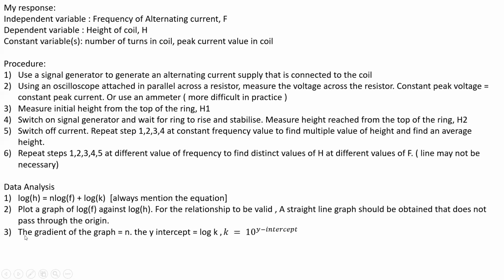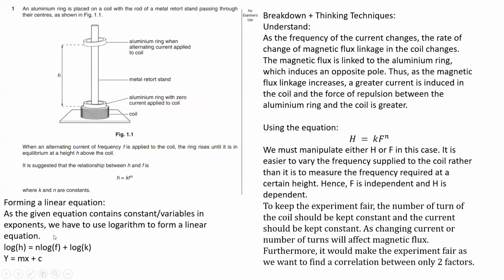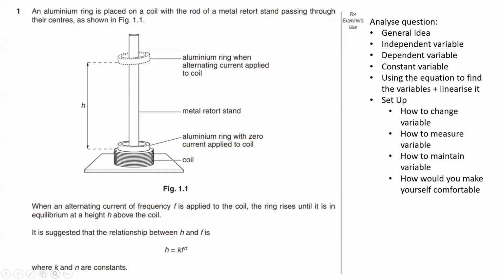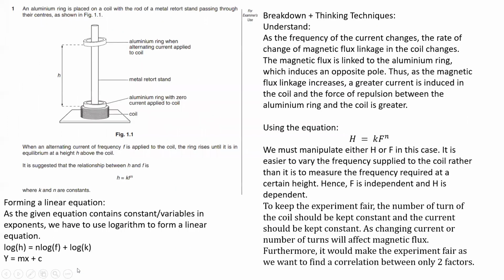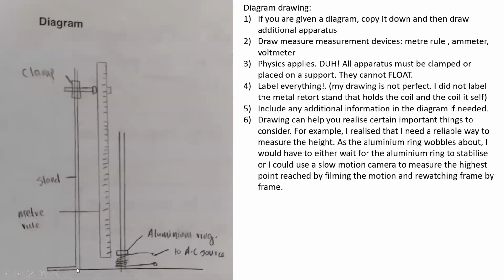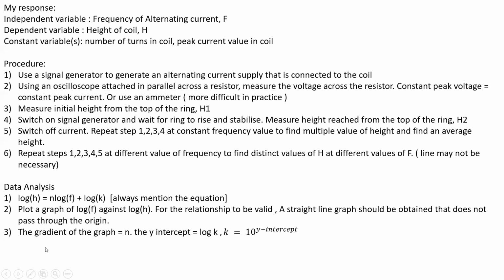Next up, the question also includes that you have to find the values of k and n. I didn't include it in the snippet, but that's what the question asks for. So you must explain how you find the value of n. The gradient of the graph is n, and the y-intercept is log k. So to find k, you have to rearrange this so that k equals 10 raised to the power of the y-intercept value.